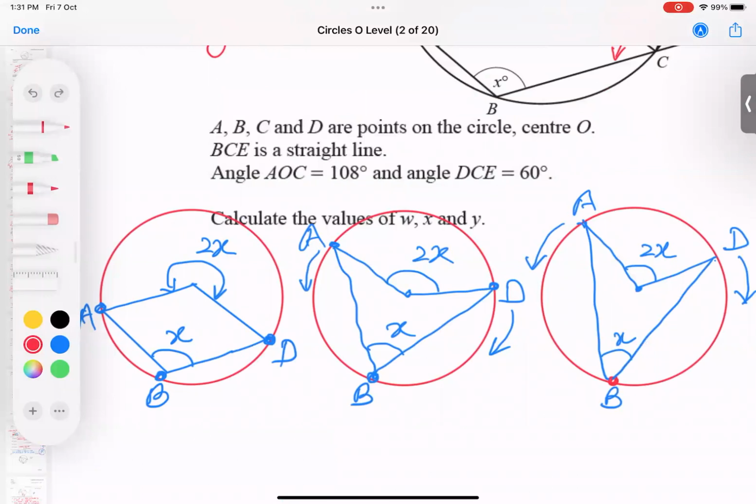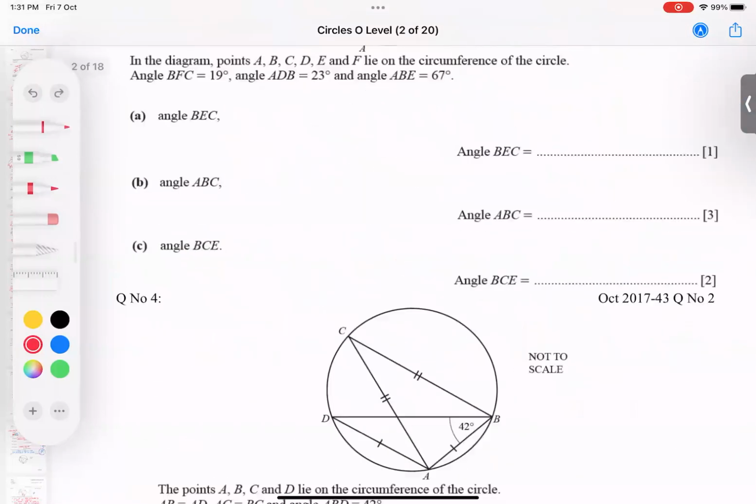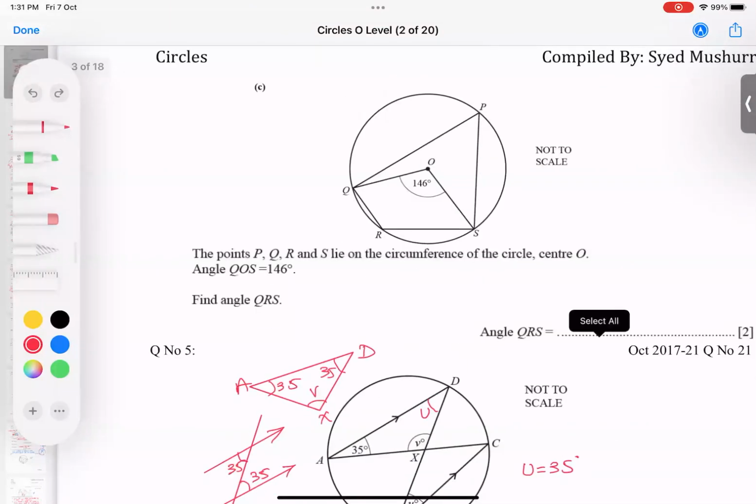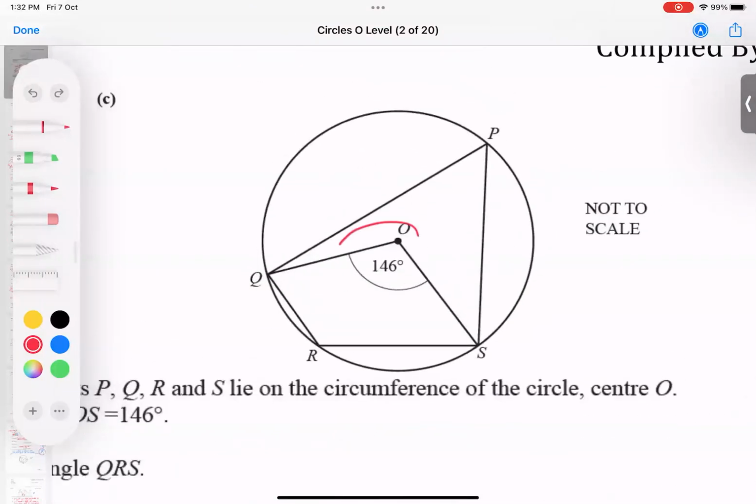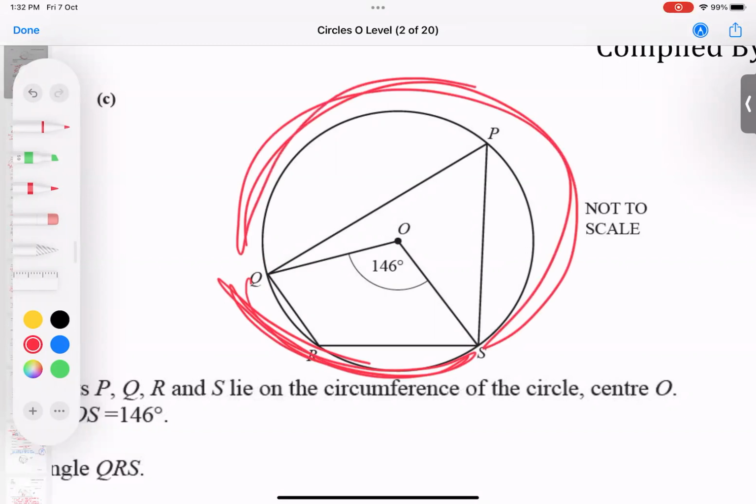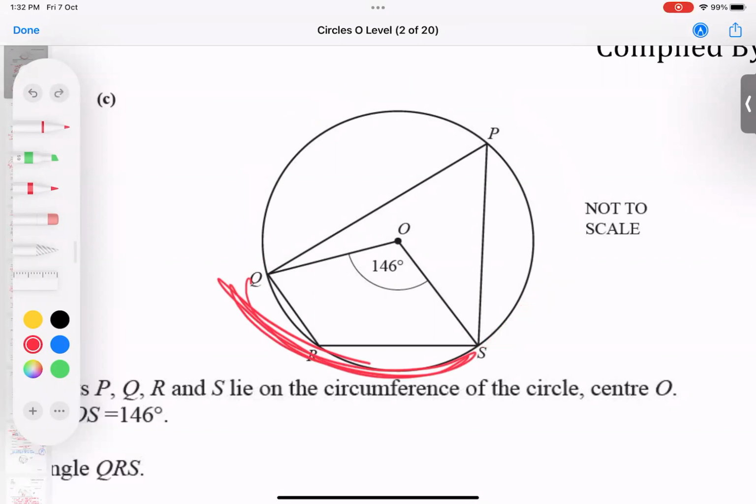So I think this idea is clear, but I think you're not understanding this way, so I will give you some more examples. Have a look. This is angle at center, 146. And Q and S, we have two points. This is called the shorter path, and this is called the longer path. The longer path is called the major arc. This is called the minor arc.